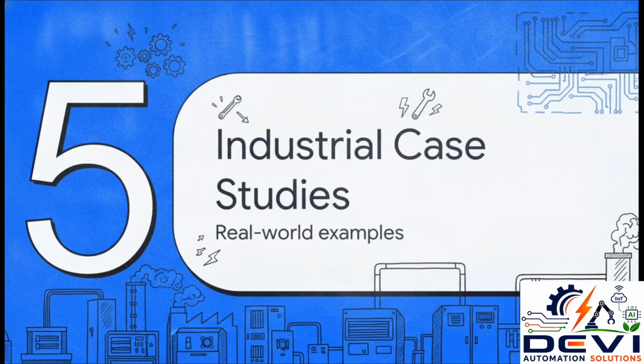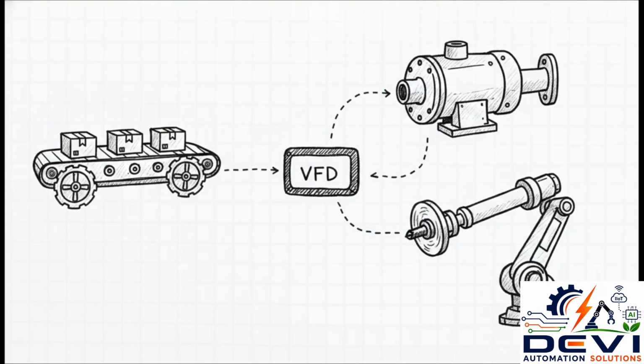Section 5. Industrial Case Studies. Let's step off the theoretical workshop floor. Where does this applied troubleshooting actually happen? Everywhere. Water pumps, conveyor systems, HVAC systems, the textile industry, packaging machines, CNC machines, and entire smart factories. A jammed conveyor belt or an overheating CNC spindle? The exact diagnostic logic remains exactly the same across all of them.